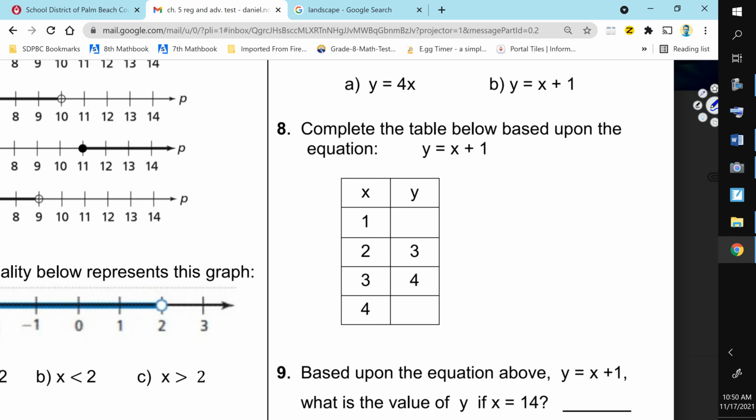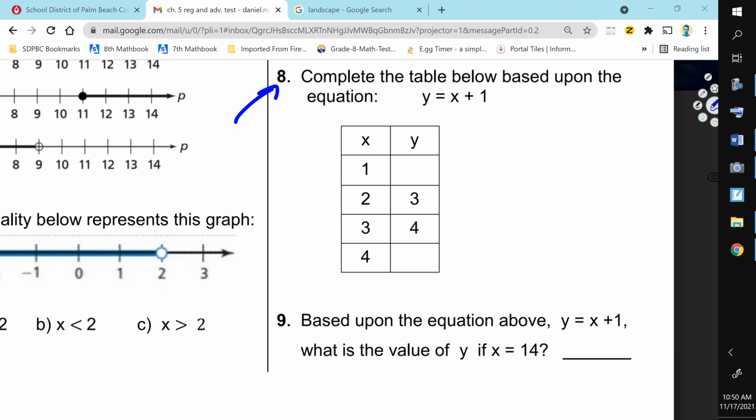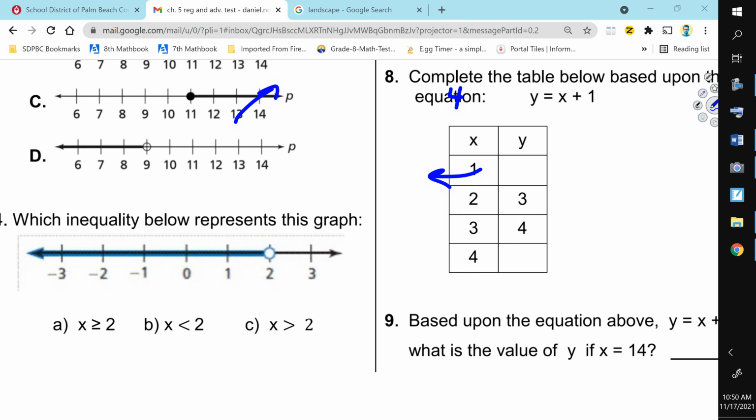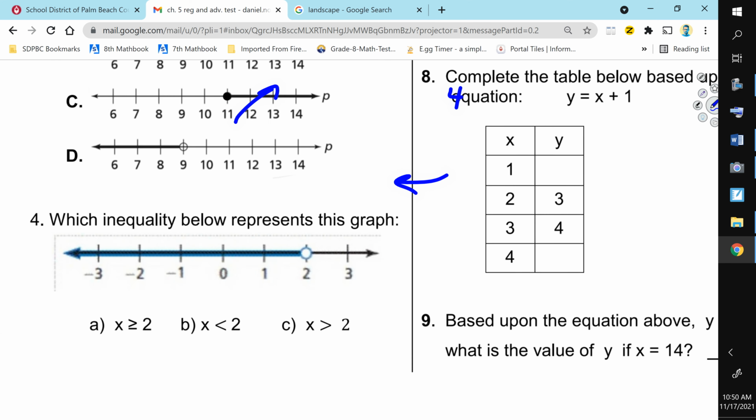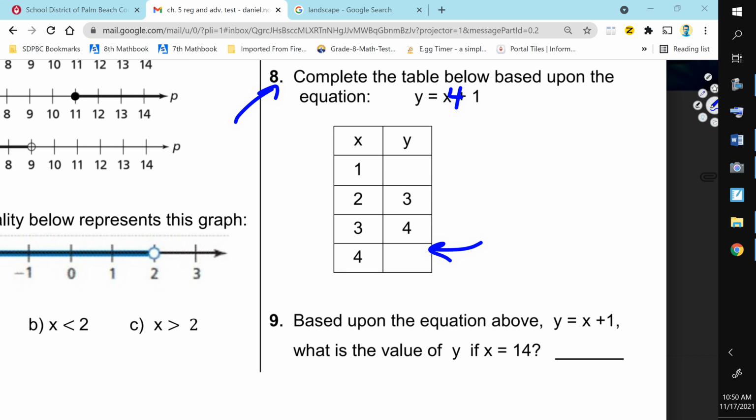Number 8, complete the table. Y'all did really well with this question also. You take the 1, you substitute it right here. 1 plus 1 is, you're going to put the answer right there. We did 2, we did 3, you have to do 4. Take 4, plug it in, and whatever you get, you're going to put the answer right here.